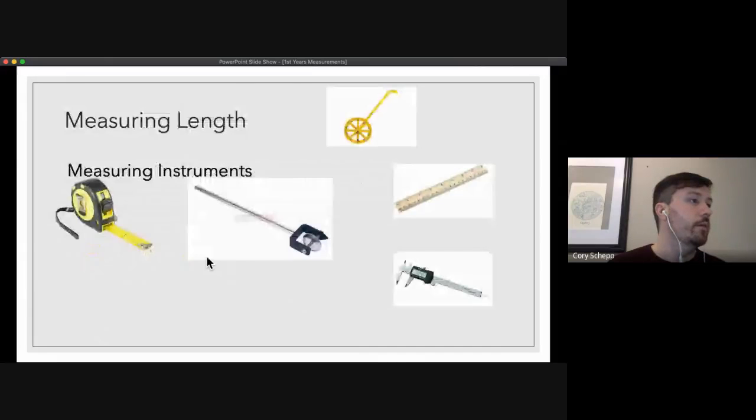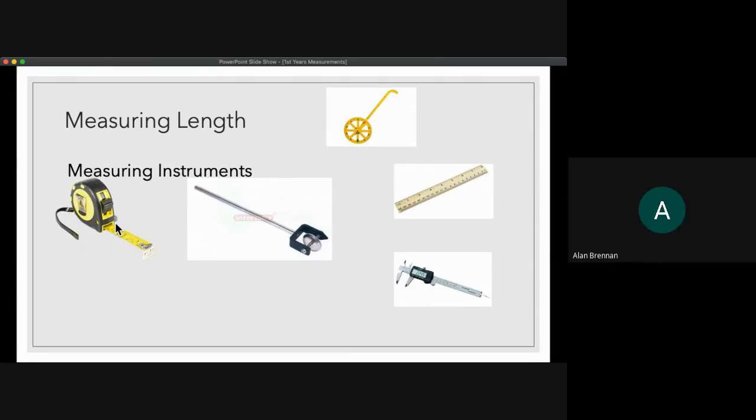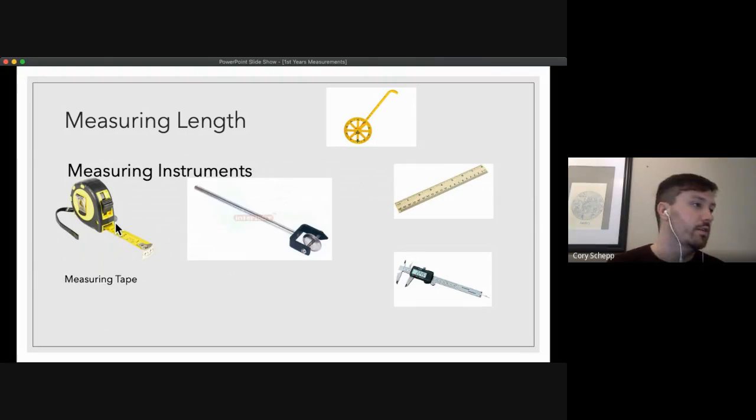So moving on. Real quick, name these measuring instruments. What is this one here that I'm hovering over? A measuring tape. Very good, Alan. It's a measuring tape. Anybody know what this is? Either of you know what this is? I'm going to take that as a no. Alan, you've unmuted. Do you know?